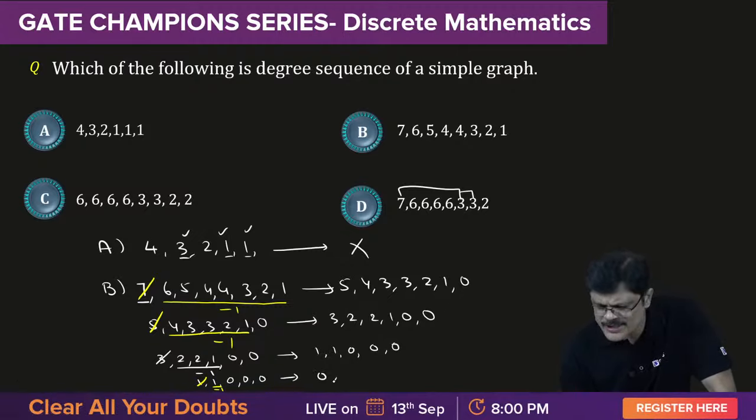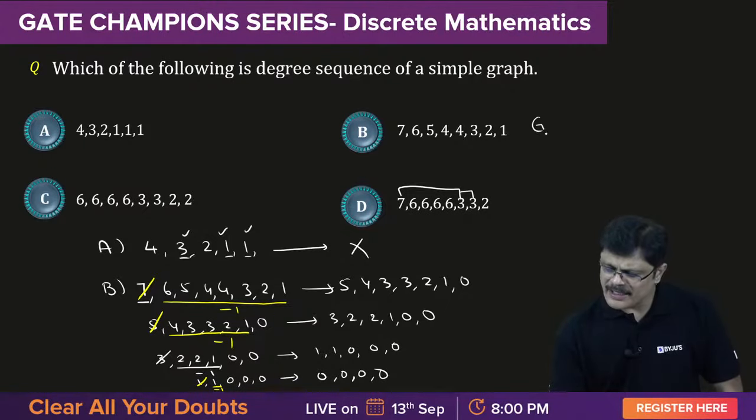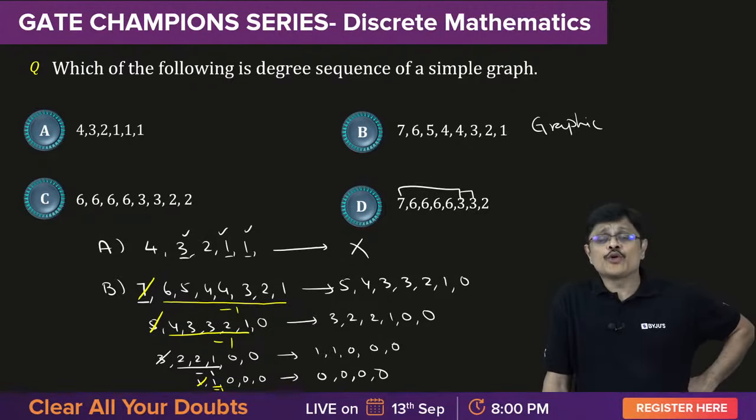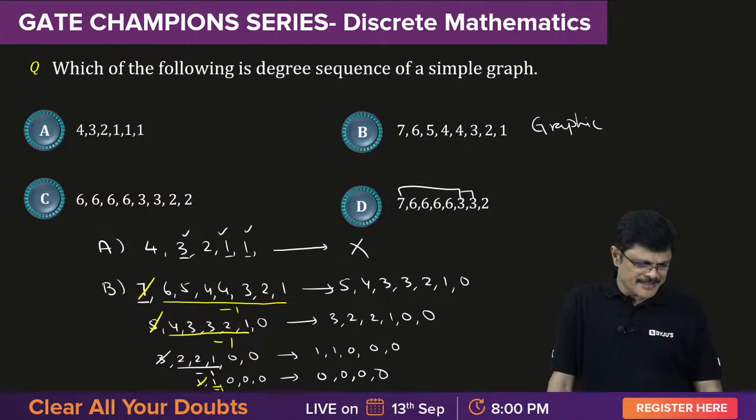If you get all zeros, it means the given degree sequence is graphic. If it is a degree sequence of a simple graph, then you call that particular degree sequence graphic.